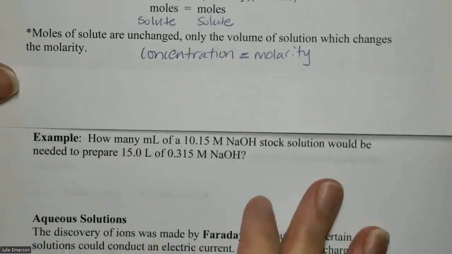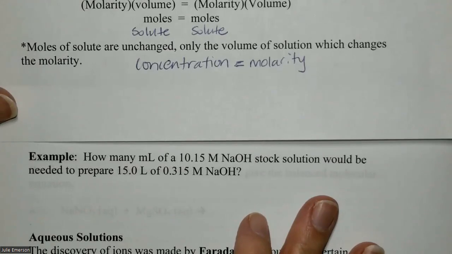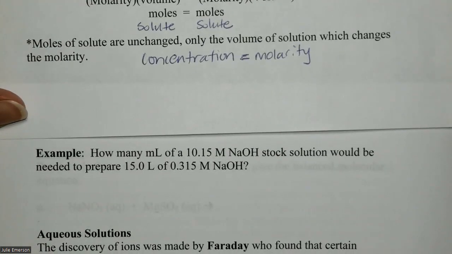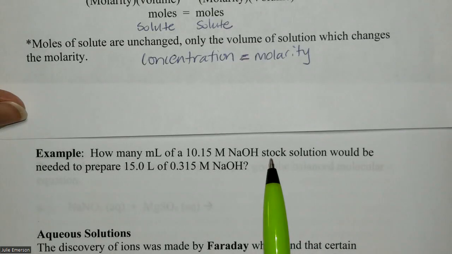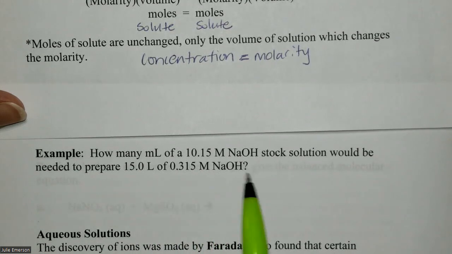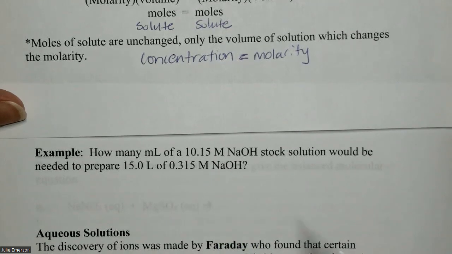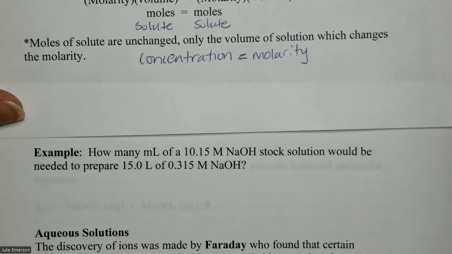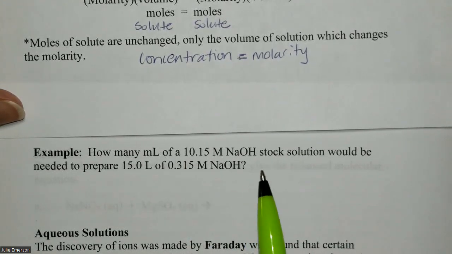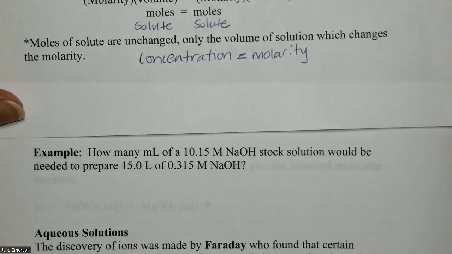All right, so here's a question. How many milliliters of a 10.15 molar sodium hydroxide stock solution, which just means this would be the concentrated solution you'd order from Fisher Scientific, would be needed to make 15 liters of a 0.315 molar sodium hydroxide? So if I ordered sodium hydroxide for a lab, when I order it from the chemical company, I'm not going to pay for water, right? So I'm going to buy the most concentrated solution I can buy, and then I'll dilute it to whatever molarity I need it to be.